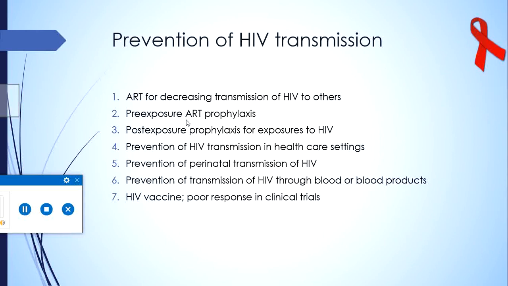Then prevention of HIV transmission in the healthcare setting. Universal precautions are required, especially for body fluids, and especially if there are splashes. They should wear goggles, a cap, a mask, and sterile gloves. Prevention of perinatal transmission of HIV by giving antiretroviral therapy to the mother so that the chances of transmission to the fetus are reduced. Prevention of transmission of HIV through blood or blood products by extensive screening of all blood and blood products before transfusion, and positive samples should be discarded.